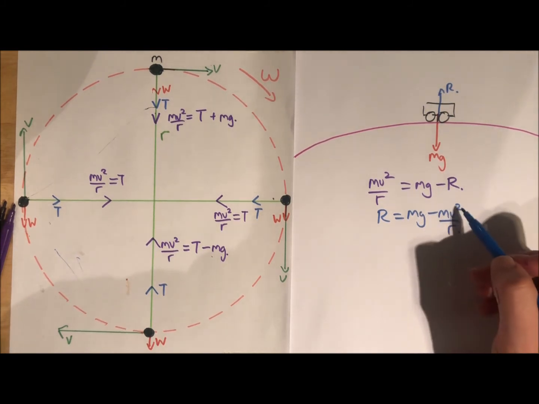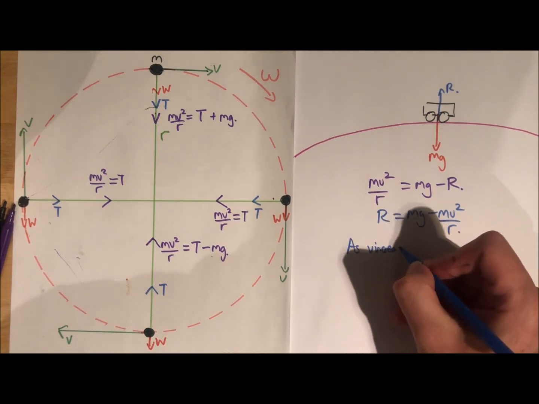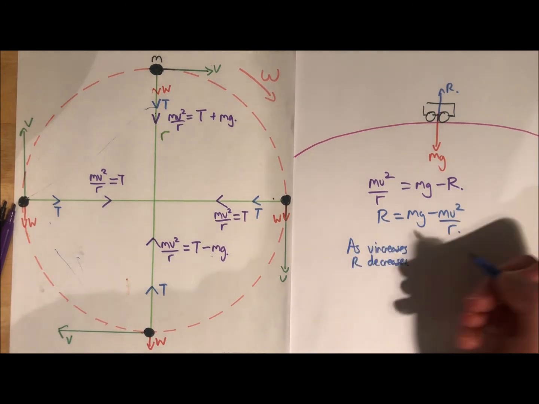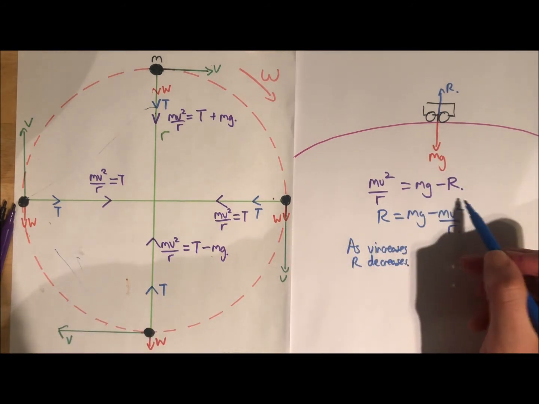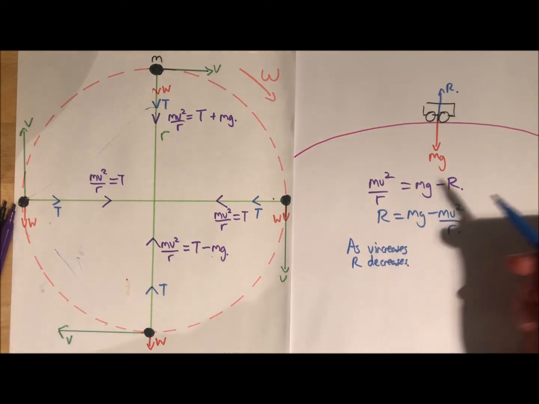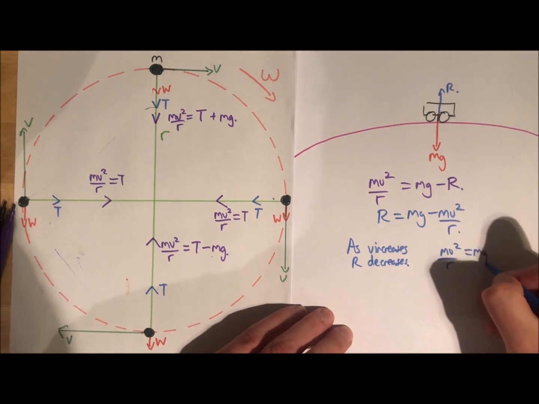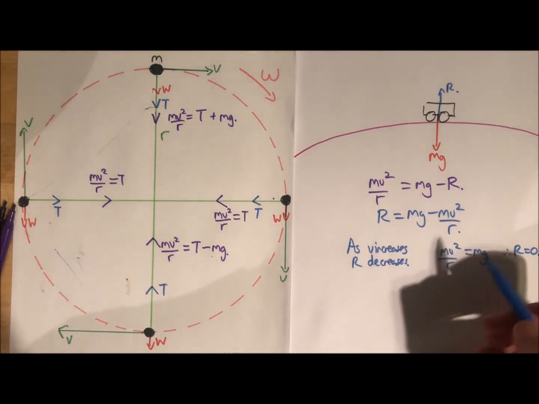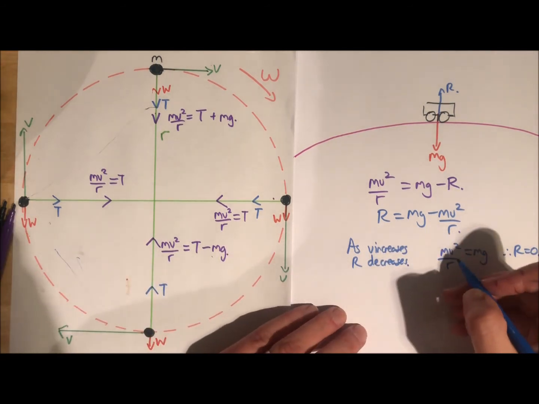And what we can see from this equation is, as v increases, R actually decreases. Okay, and what we can do from that is say, well, what happens when v gets to such a point that mv squared over r equals mg, so that R actually drops to 0. So mv squared over r equals mg, therefore R is 0. Okay, and look at what happens with that scenario. Now that's happening because v is increased.